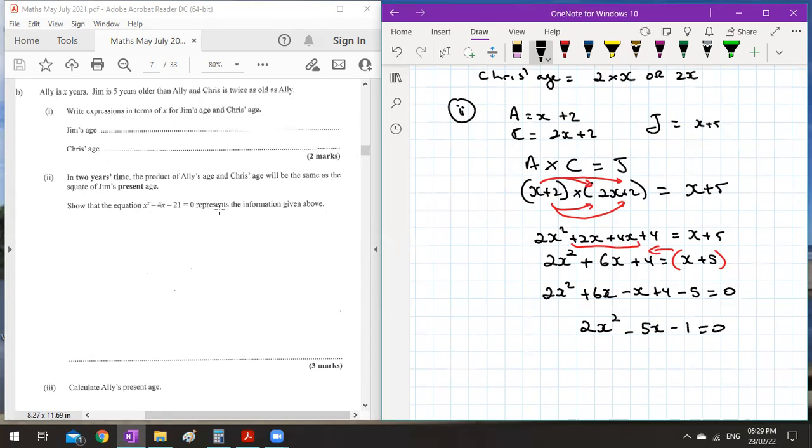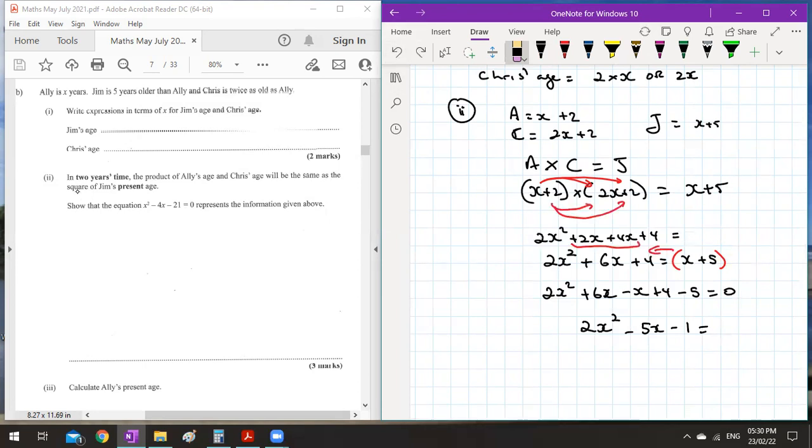Show that this equation represents the information above. Let's read that again. In 2 years' time, the product of Ali's age and Chris's age will be the same as, oh, I didn't read this part, the square of Jim's present age. Sorry, I did not read that part. So all of this needs to be fixed.